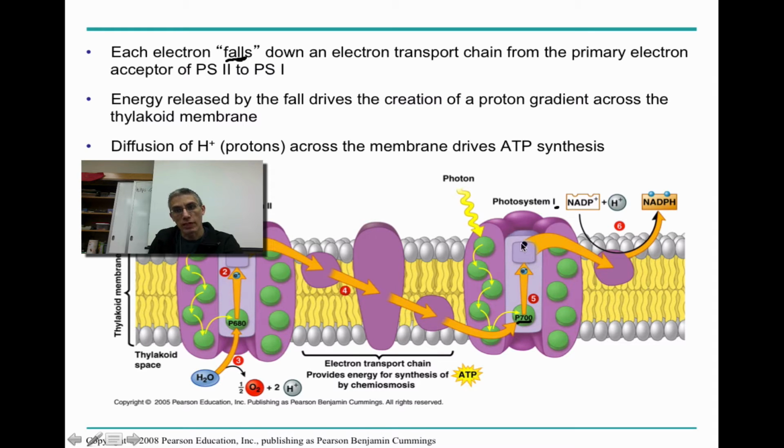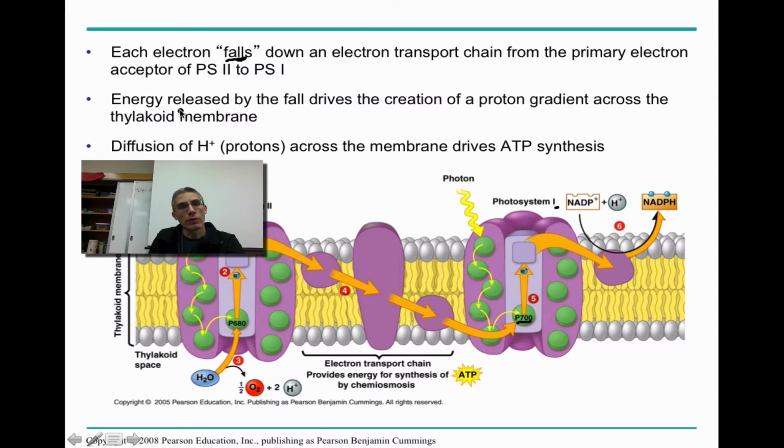Again, it's going to be accepted by this primary electron acceptor within photosystem 1, and then it's going to move to this protein that you see right here. This protein is important because it's going to function to help produce an electron carrier called NADPH.